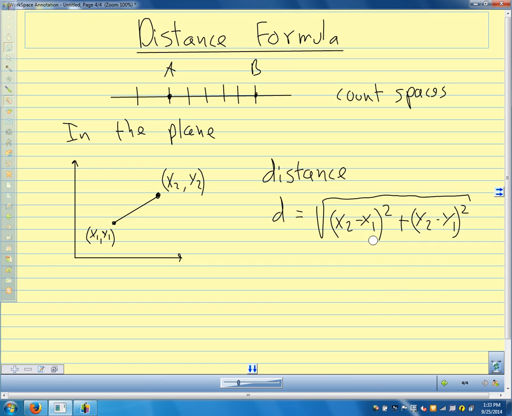And this isn't some kind of mysterious formula that someone just made up. I draw a little triangle here, and I have a 90-degree angle there. And this is the Pythagorean theorem: a squared plus b squared equals c squared. So I'm finding the long side of my triangle using the Pythagorean theorem. Because the Pythagorean theorem works for right triangles, we can use the distance formula to find the distance between these points. So our distance formula comes from the Pythagorean theorem.